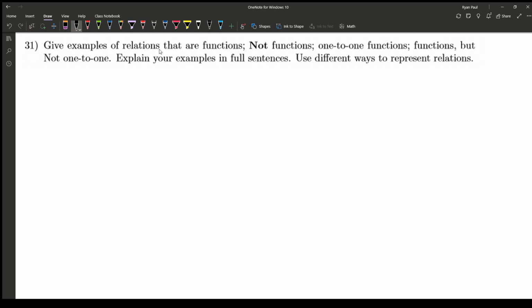Give examples of relations that are functions, not functions, one-to-one functions, functions but not one-to-one. Explain your examples in full sentences. Use different ways to represent relations. Okay, I'm not going to explain the full sentences because I'll be speaking it to you. But I will use different ways to represent the relations.